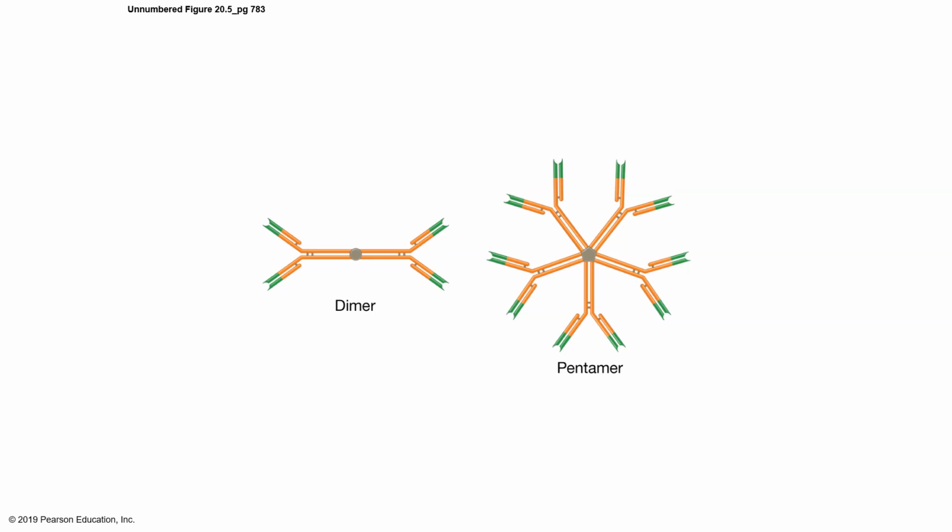Pentamer is when you have 5 antibodies joined end to end like this. So each antibody has 2 antigen binding sites. This green area is the variable region which binds the antigen. So you can have up to 10 antigen binding sites. That's called a pentamer. IgM is a good example of a pentamer. IgM is, by the way, the prominent antibody involved in your primary immune response. And that's because it's so potent because of its 10 antigen binding sites.